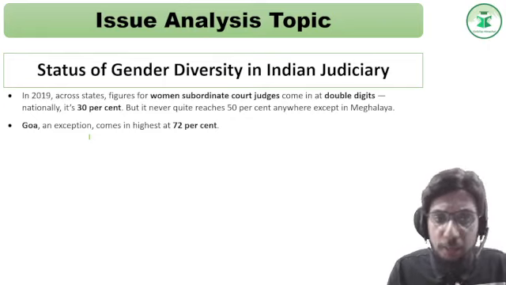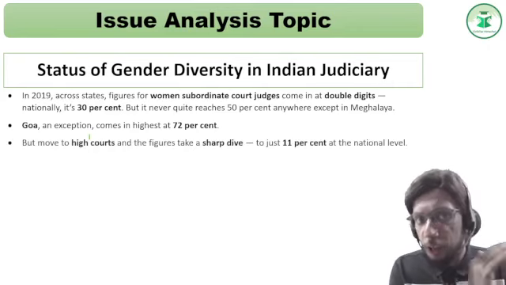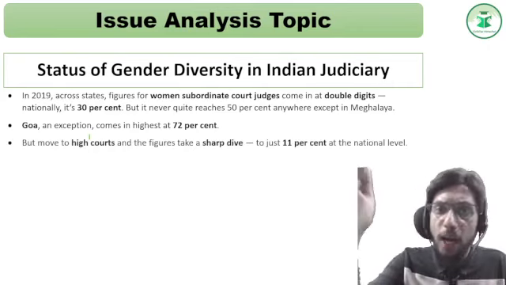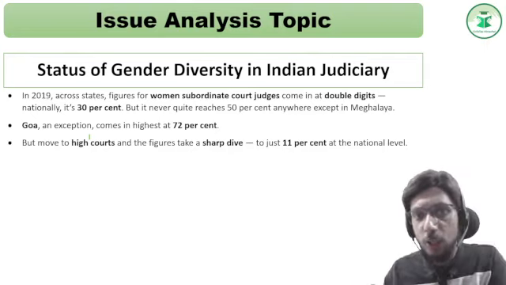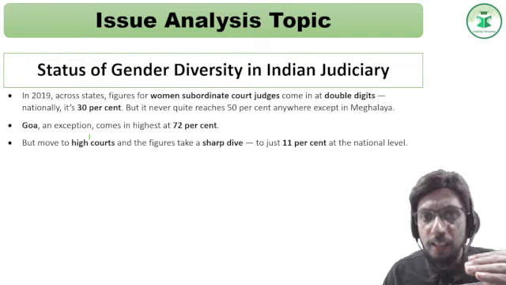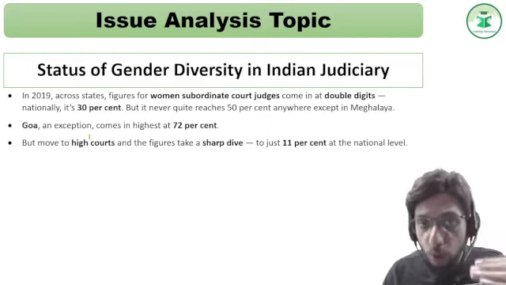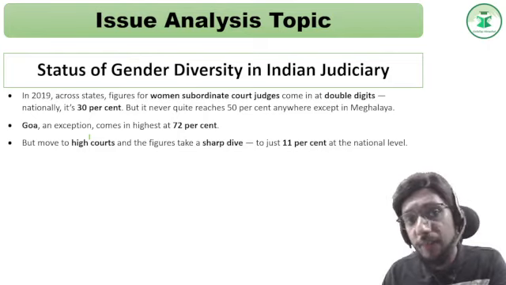Goa is also an exception. It is having 72% women judges at the subordinate court level. The moment we shift the discussion from subordinate court to high court level, this number plunges down. So this number is already at a low level of 30% at the national level, at the subordinate courts level. The moment we speak about the higher courts, this number goes down to just 11%.